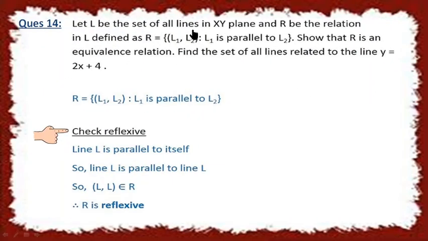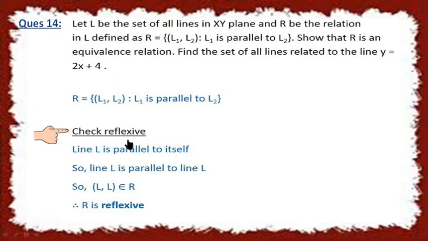Let L be the set of all lines in the xy plane and R be the relation in L defined as L1 is parallel to L2. We have to show this is an equivalence relation and then we have to find the set of all lines which are related to the given line y equal to 2x plus 4.